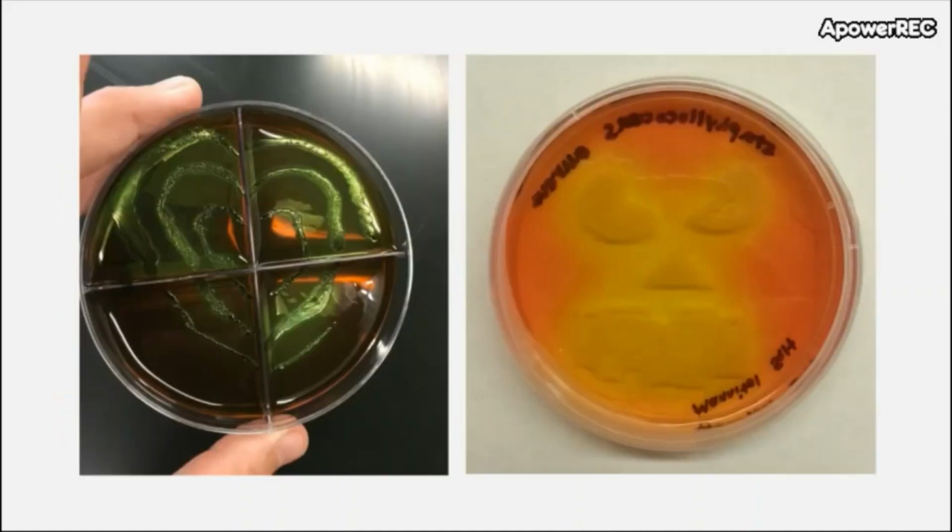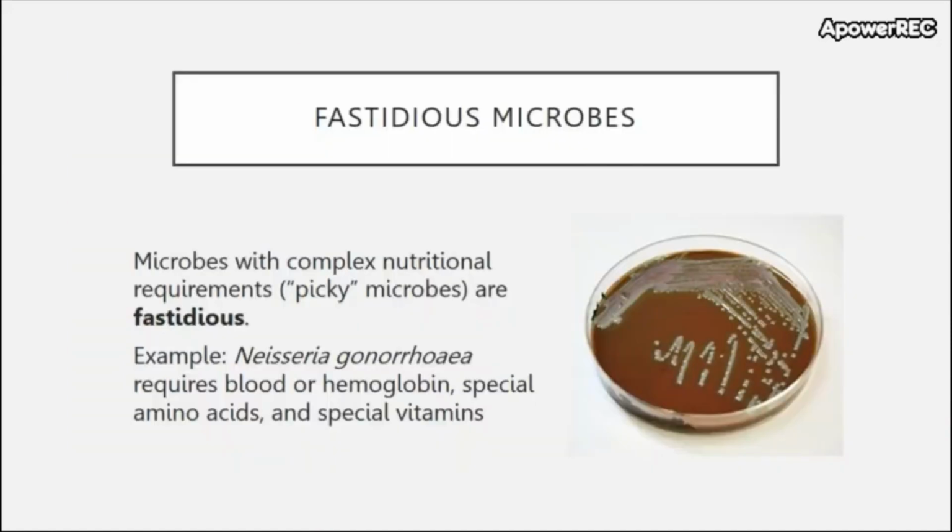Okay, here are a couple plates. This is EMB with E. coli. It's usually reddish. And the second plate is MSA with Staphylococcus aureus growing on it. Let's talk about fastidious microbes.